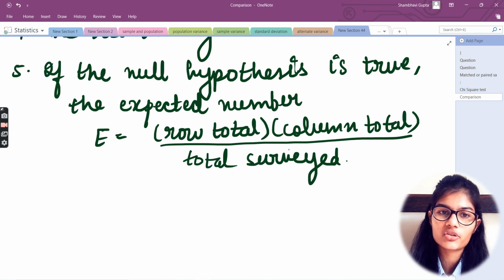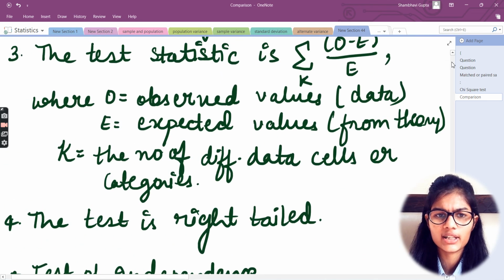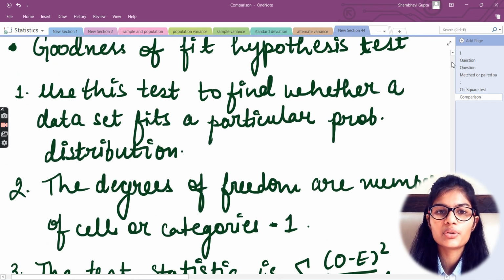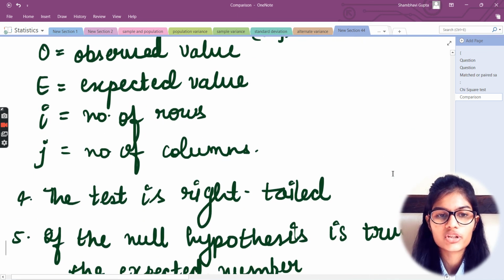I hope I am very clear with this as well regarding the test of independence, right? So here we took the summary regarding the test of independence, and the one above that was the goodness of fit hypothesis test. Now we are left with two things: the test of homogeneity, and the test of a single variance.